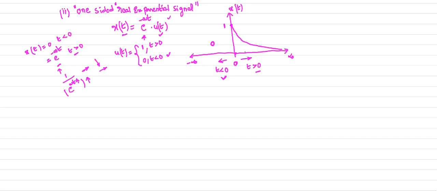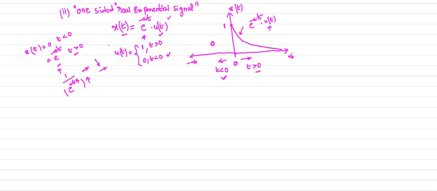This is your e power minus at into u of t. Here u of t is 1, so no need to write the u of t because it is 1 for time t greater than 0. As t increases, your denominator increases, therefore 1 by denominator decreases as t progressively increases. So this is your one-sided real exponential signal.